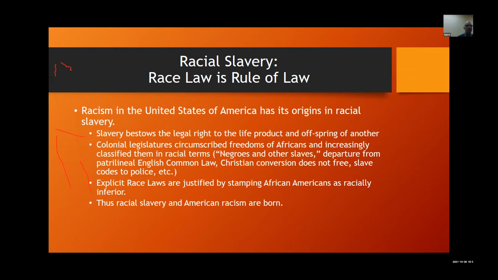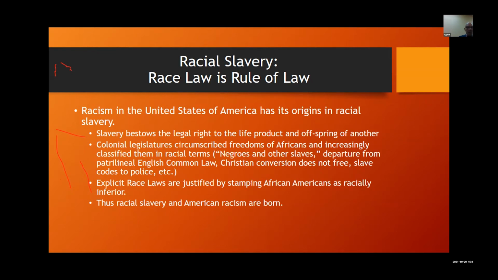Okay, so racial slavery is easy. I'm not going to spend much time on that. Slavery bestows upon some the right to the life product and the offspring of others. And then legislative rulings classify Africans increasingly as a race, Negroes, in a variety of ways.